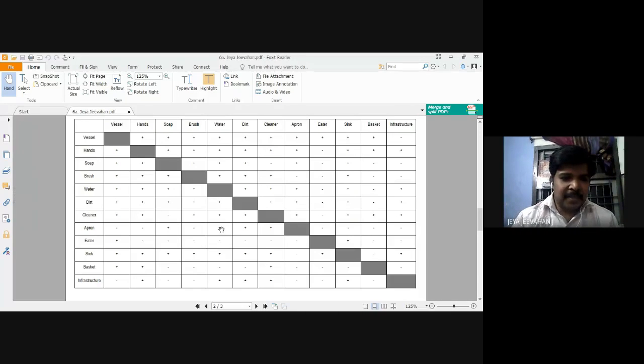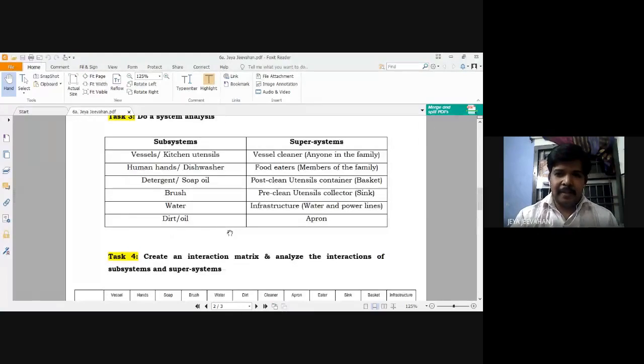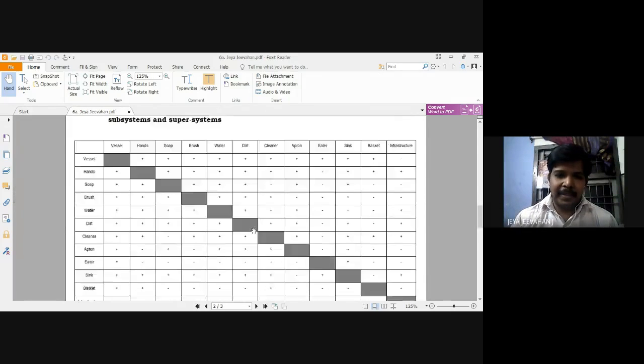And the super systems include the cleaner who cleans it, maybe the housewife or a maid. Then the food eater, a family member, anyone. Then the post-clean utensils container. Usually we keep the vessels after cleaning in a basket. And a sink where we usually dump the used utensils. And infrastructure like water line, and power line in the case of an electronic device. In this case, only the water line in general. And an apron, since dirt or water may splash on it.